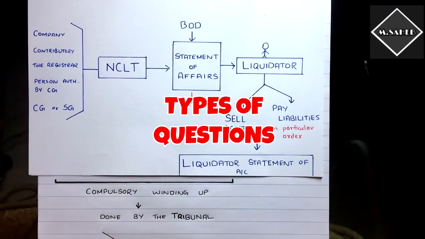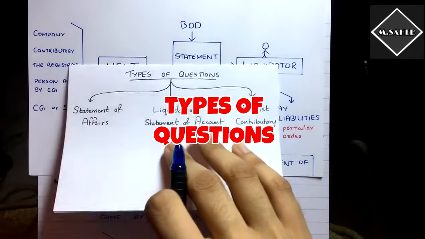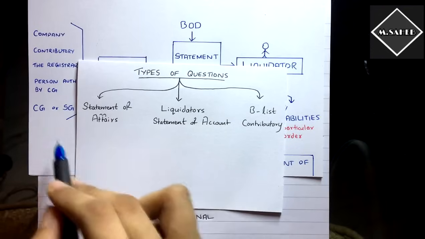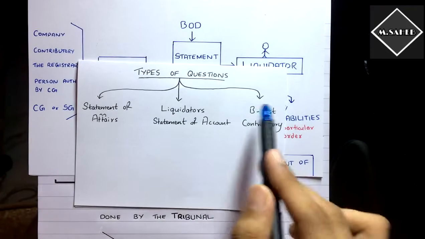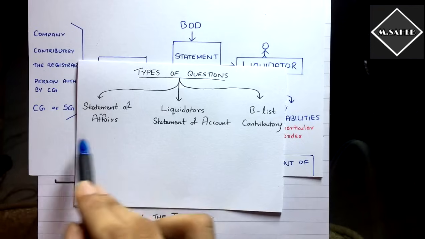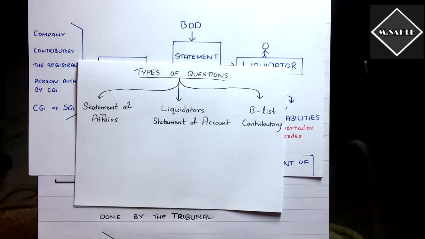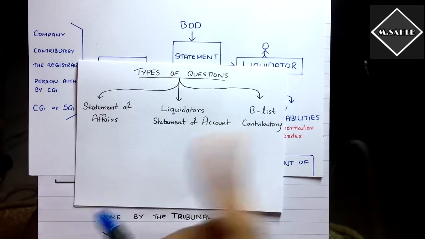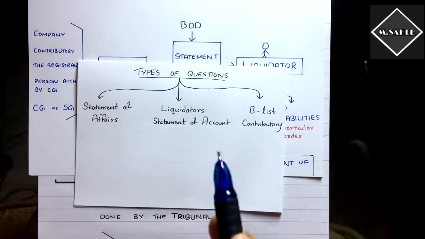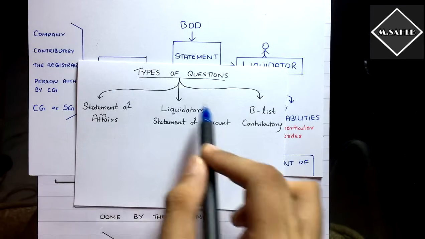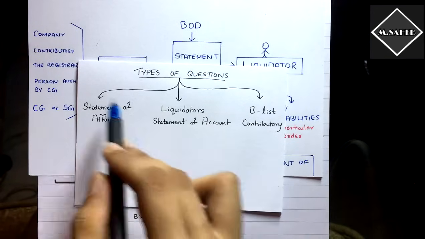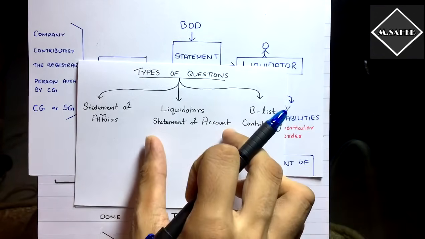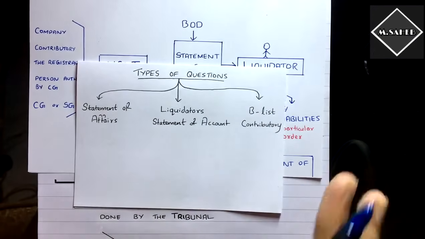Now the questions in exams might come on these three. See here, you have to prepare a statement of affairs or liquidator statement of account or B list contributory. Here you might also get a question on a deficiency account. But the most important thing is the liquidator statement of account, and for the BCom, BBA and BAF students, you will only get the liquidator statement of account. The statement of affairs, B list contributory and deficiency account are not in your syllabus. Only the liquidator statement of account is in your syllabus. So don't worry, it's very simple.